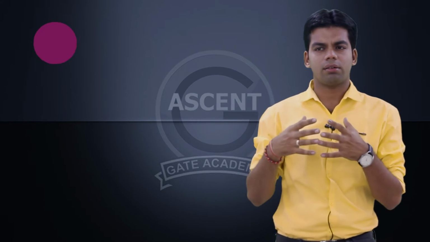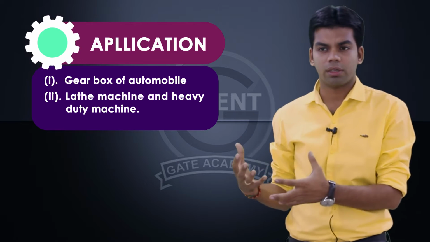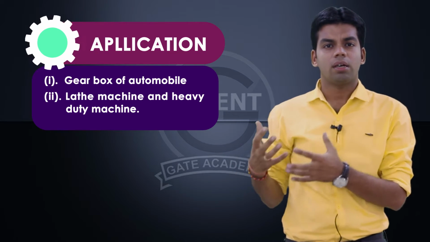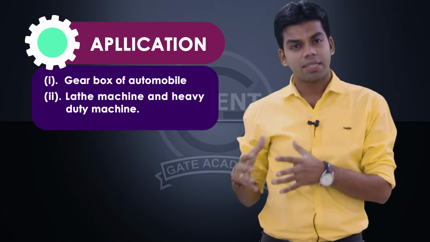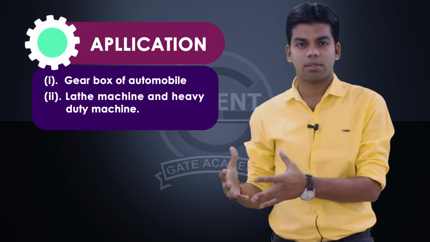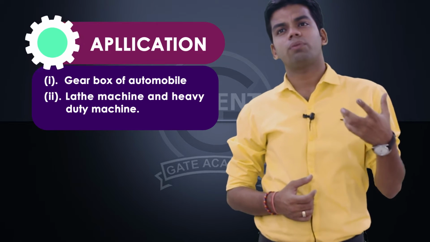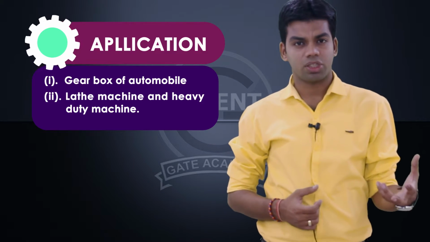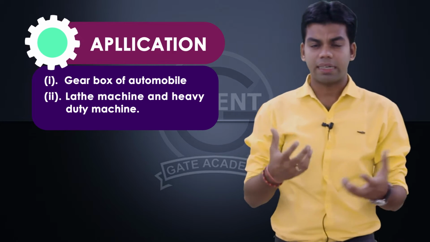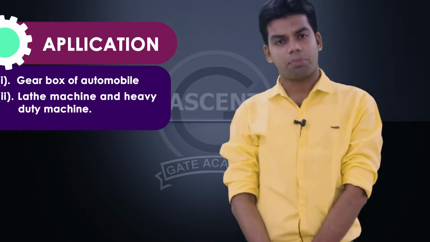Now, the applications of this simple gear train and compound gear train: they are used in automobiles. The gearboxes in automobiles use these gear trains. Another example is the heavy duty press, the mechanical press; those presses use these gear trains. Another example, you can see the gearbox of the lathe machine, which also uses these gear trains. So these are all the applications of simple gear train and compound gear train.